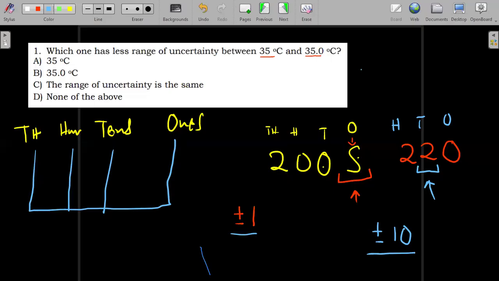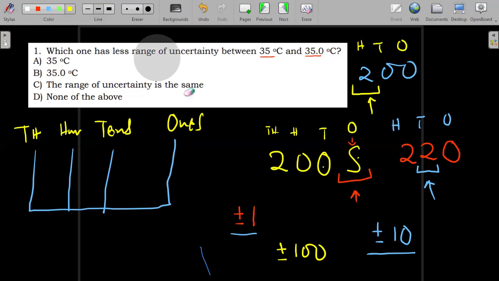What if I have this 200? This 200 only has one significant figure, and that same significant figure will be uncertain. So these are hundreds, these are tens, these are ones. Since the uncertain digit is in the hundreds, the uncertainty will just be plus or minus 100, like that. So that's how we solve these things. I hope you've gotten that.